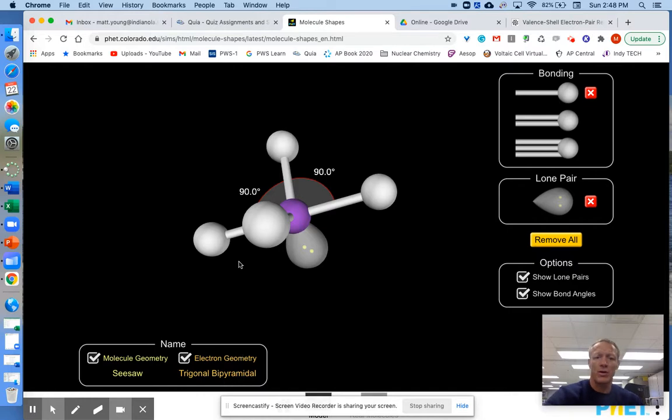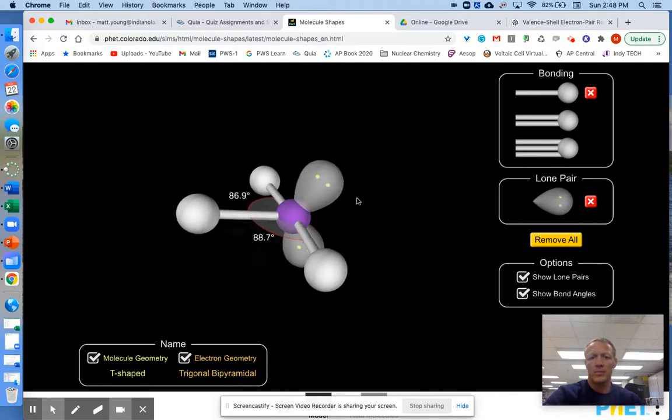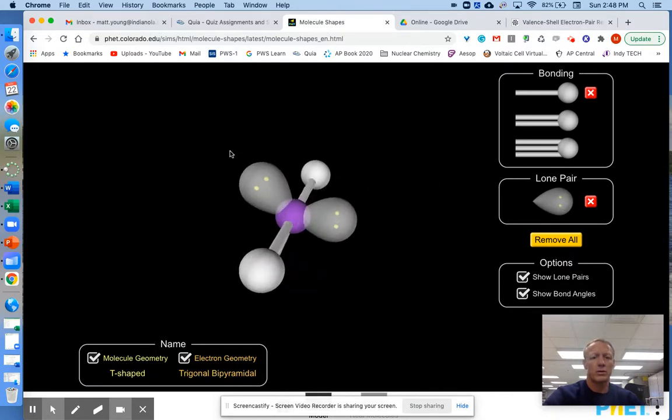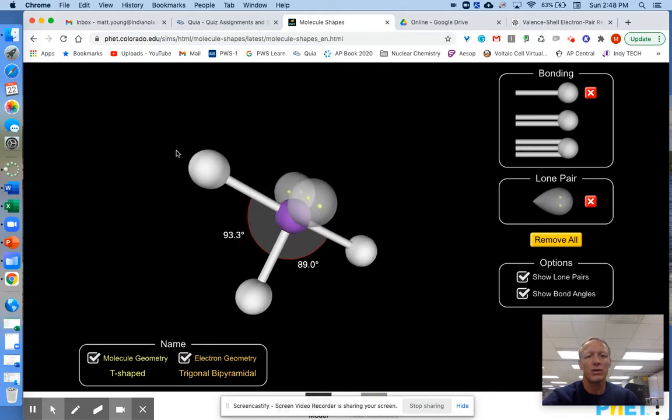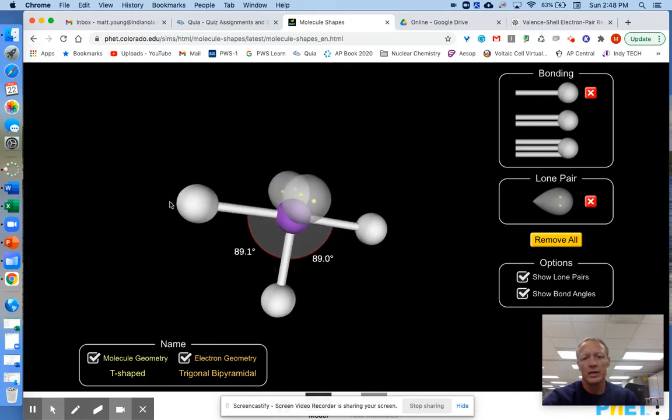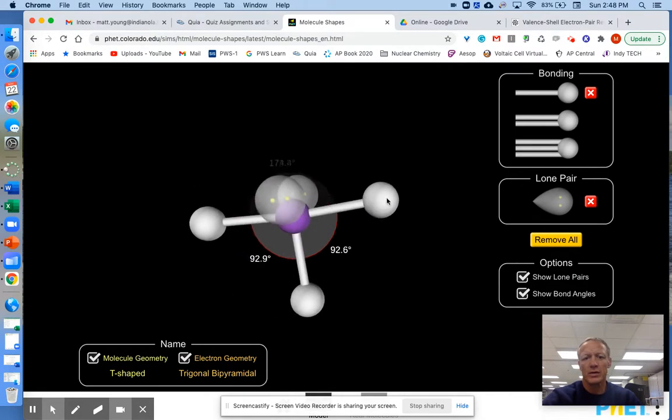Let's get rid of another bonded pair and put in another lone pair. Notice it's called trigonal bipyramidal for the shape because these 3 are kind of in the same plane, and then these are above and below there. The molecule is still trigonal bipyramidal for electron geometry. The molecule is T-shaped. You can kind of see why it's called T-shaped right there.